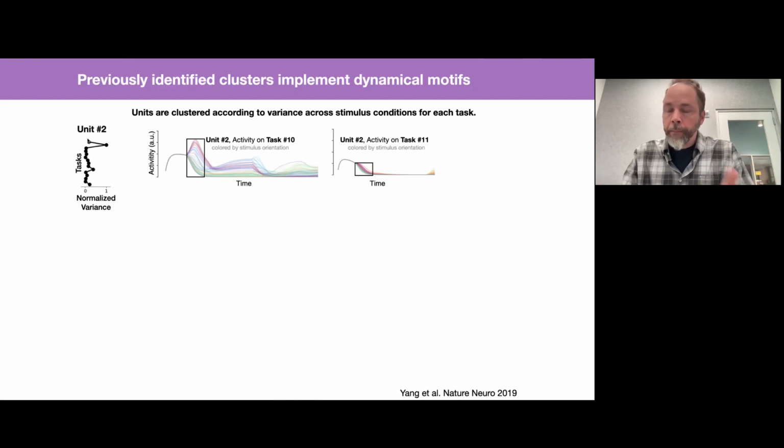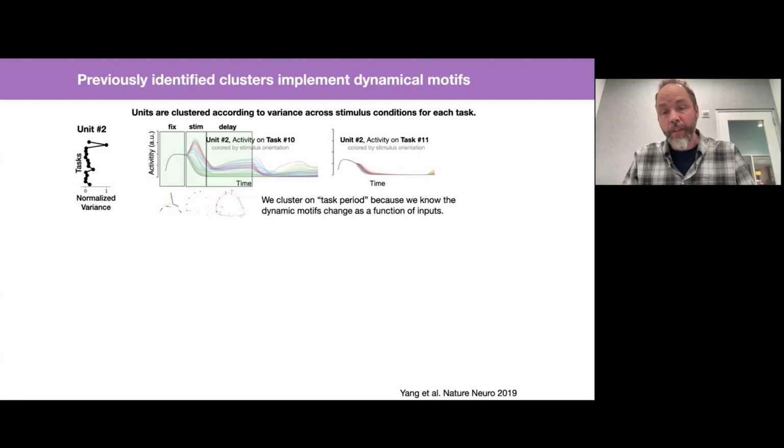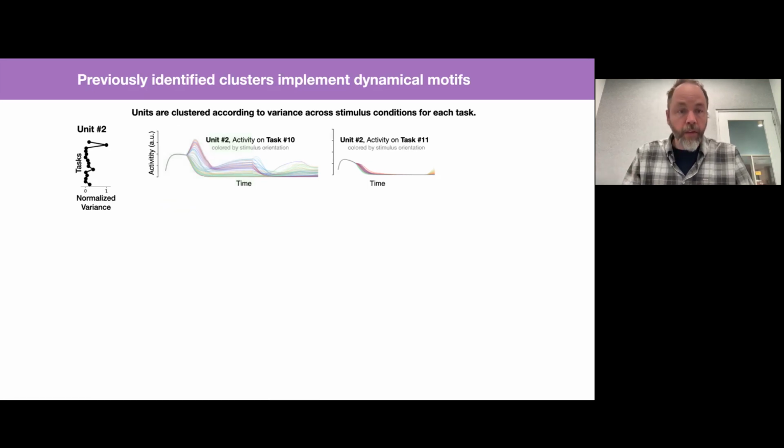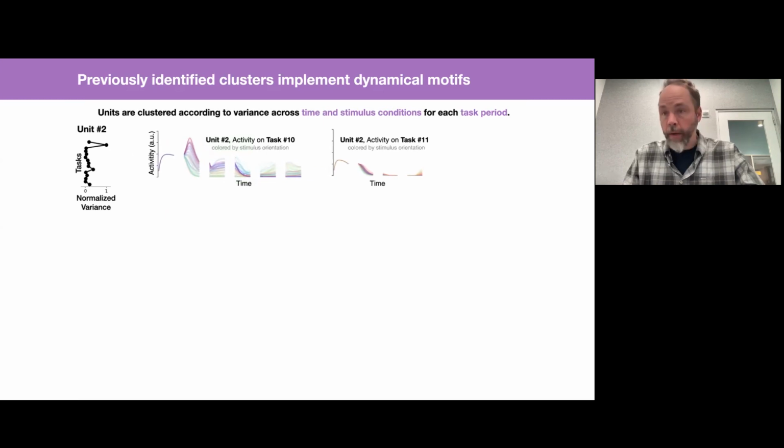But what I just showed you is that a central aspect of reconfiguring these dynamical systems is the inputs they receive. And how do you change the inputs in these networks we set up? You change them as a function of the task period, right? The fixation comes on, the stimulus comes on, this thing goes off. So we have different dynamics during the different task periods. And so what we did is just do the same analysis, but instead of on the task, do it on the task period. This analysis identifies that units contribute to different parts of the computation in the task period. So we chop this up and do the analysis, and we get a much larger barcode for each unit.